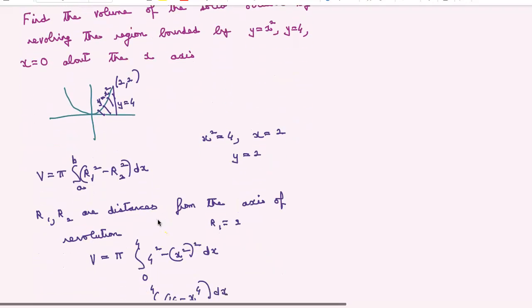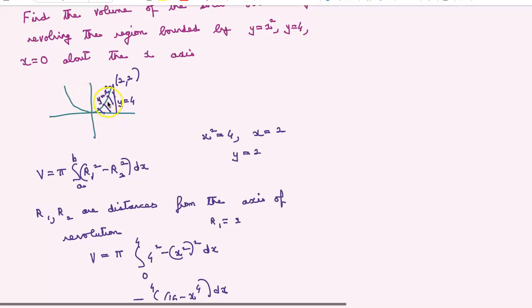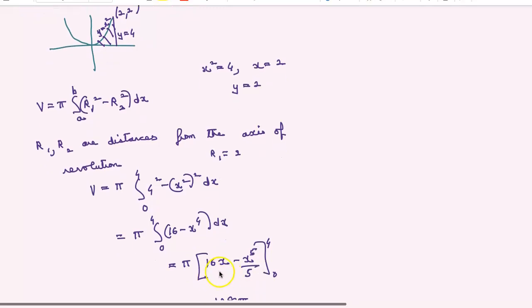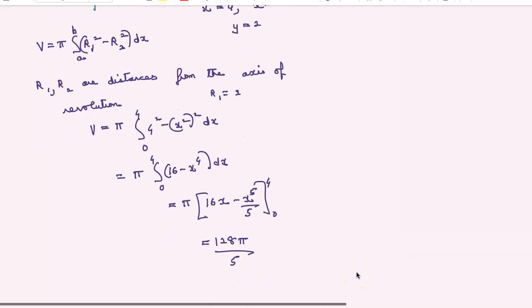So it will be pi times integral, x going from 0 to 2, that is the left limit to the right limit. The top curve, the outer curve, will be 4 squared minus the inner curve, which will be y equal to x squared. So it will be x squared the whole square dx, that is 16 minus x raised to 4 dx. Integral of 16 dx is 16x and integral of x raised to 4 is x raised to 5 by 5. So your answer is 128 pi by 5.